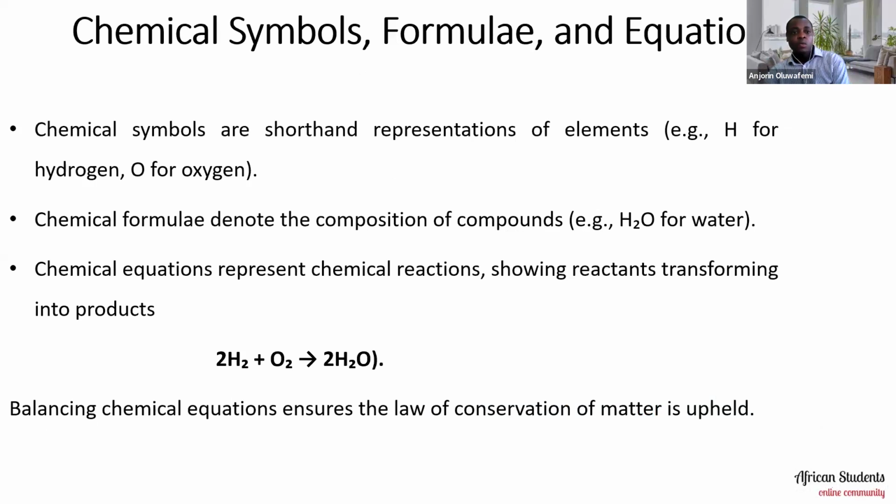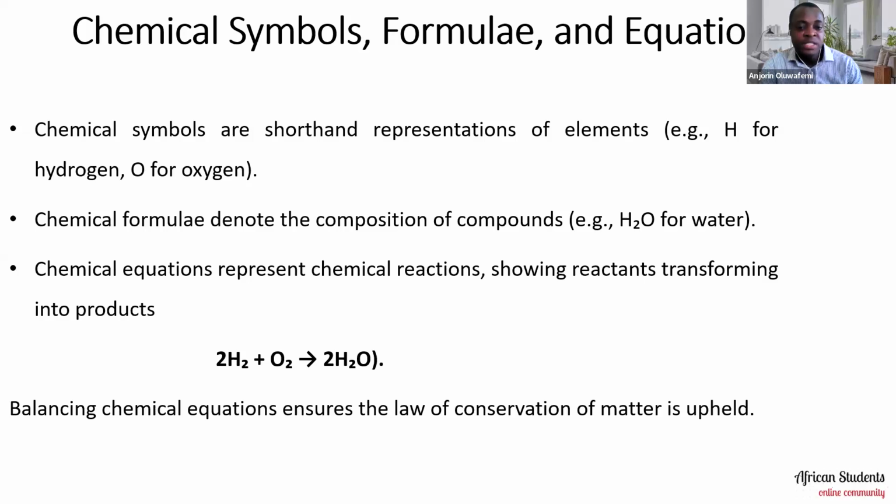Thank you. So I want to look at chemical symbol, formulae and then their equation. Chemical symbols are shorthand representations of elements. So instead of us writing hydrogen, we can actually write H for hydrogen and O for oxygen. Now, chemical formulae denotes the composition of compounds, e.g., H2O for water. That's a chemical formula. H2O for water, SO2 for sulfur dioxide, and so on and so forth like that.